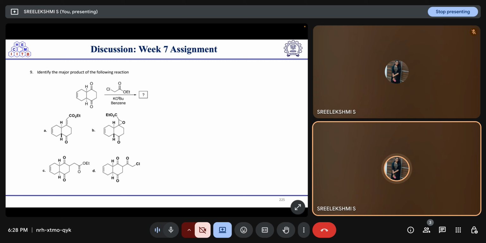Now the next question, identify the major product of the following reaction. So this compound upon treatment with this one in the presence of this potassium tert-butoxide, which will be the major product formed here?